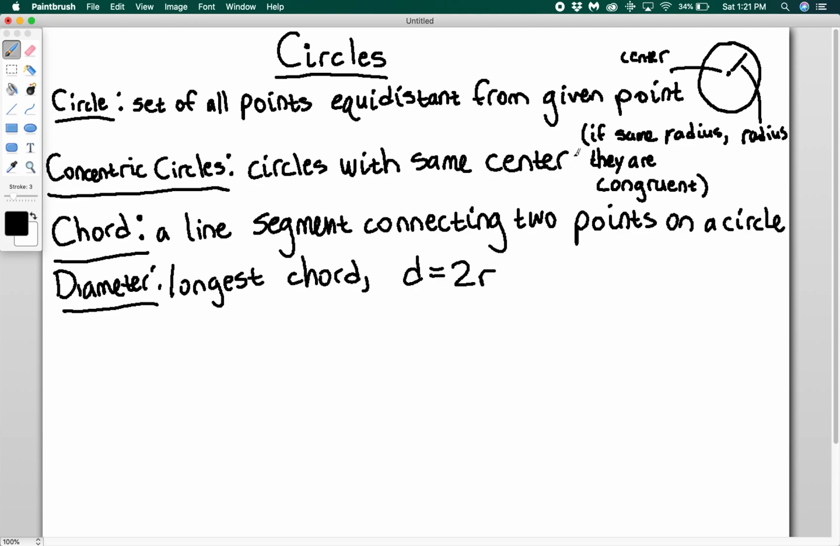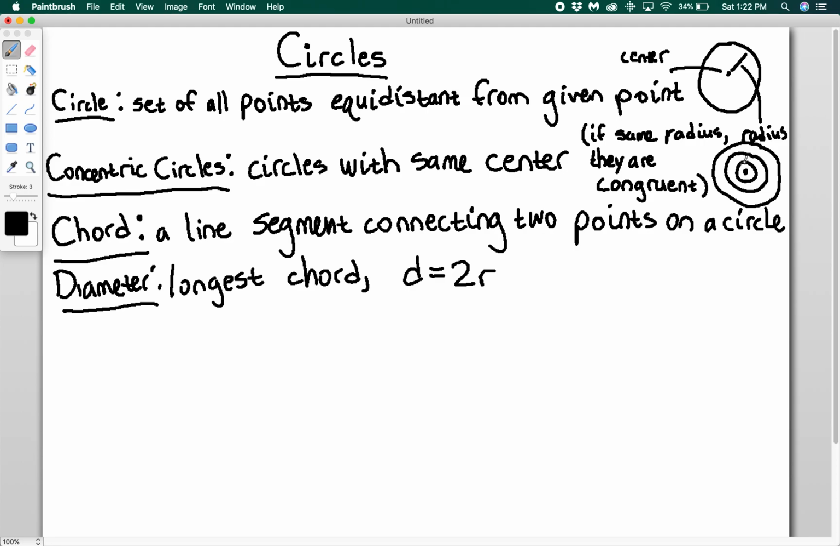Concentric circles are circles that have the same center. And if they're also the same radius, then those are congruent circles. A concentric circle looks something like this, where we have a point, I have a circle here, and then I have another circle around it like this. Now I could have an infinite number of concentric circles and get this kind of bullseye shape. But these circles all share a center, they lie in the same plane, and therefore they are concentric.